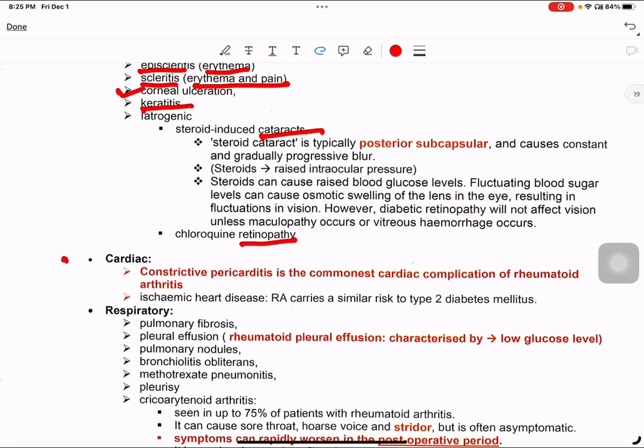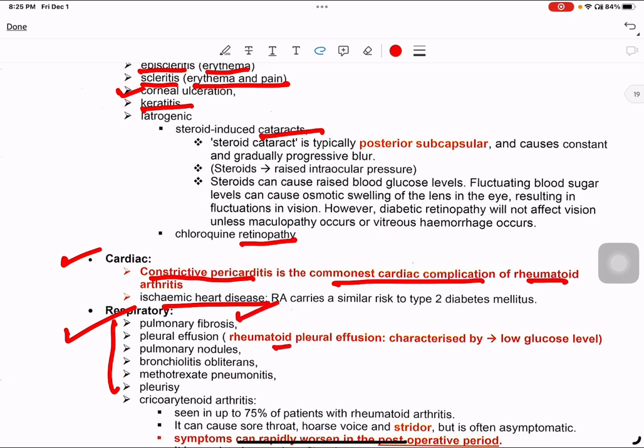So it may affect the heart. Constrictive pericarditis is the commonest cardiac complication of rheumatoid arthritis. It may develop ischemic heart disease. There are some respiratory complications like pulmonary fibrosis, rheumatoid pleural effusion, which will have low glucose level in the fluid, pulmonary nodule, bronchiolitis obliterans, methotrexate pneumonitis, pleurisy.